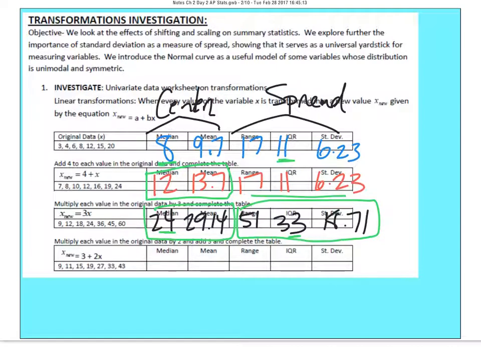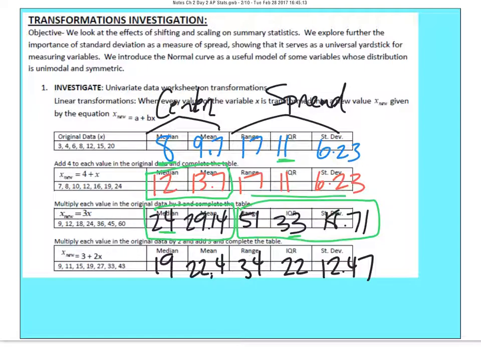Now, what if we do 2 types of transformations? What if we do an add or subtract and a multiply or divide? In this case, let's take each piece of data, multiply it by 2, and then add 3. So 3 times 2 is 6, plus 3 is 9, and we do that for each piece of data. Recompute the statistics, and what you're going to get here is 19, 22.4, 34 for the range, 22 for IQR, and 12.47.